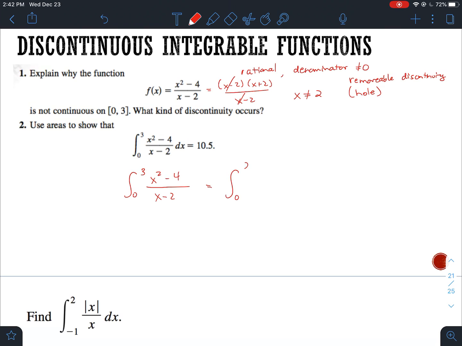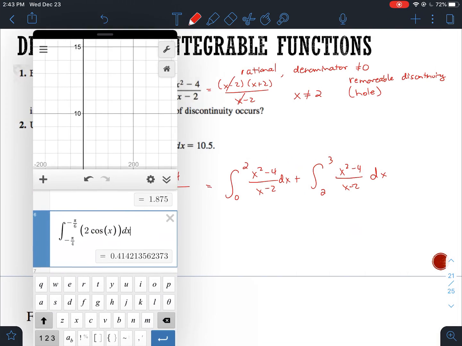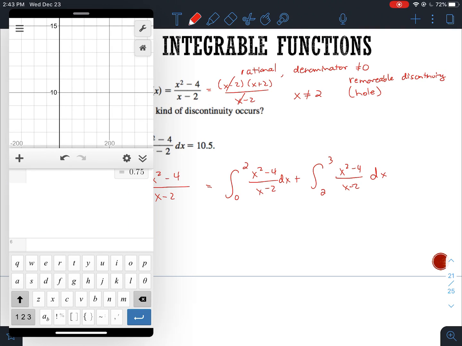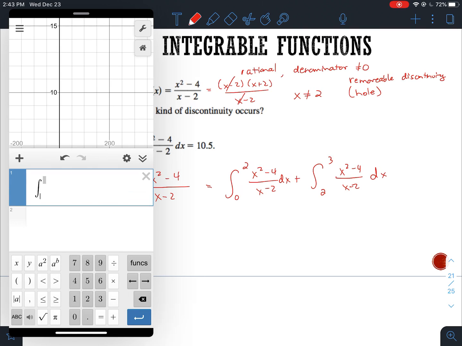So to do this, you're going to have to separate this into two separate integrals. We're going to integrate x squared minus 4 over x minus 2. We can separate this into integrating from 0 to 2 of x squared minus 4 over x minus 2, and then plus the integral from 2 to 3 of x squared minus 4 over x minus 2. Let's see if that works. If not, then we're going to have to factor and cancel. I don't know how Desmos is going to handle that. Let's see what happens.